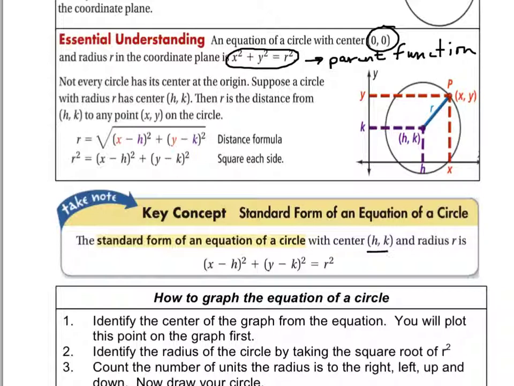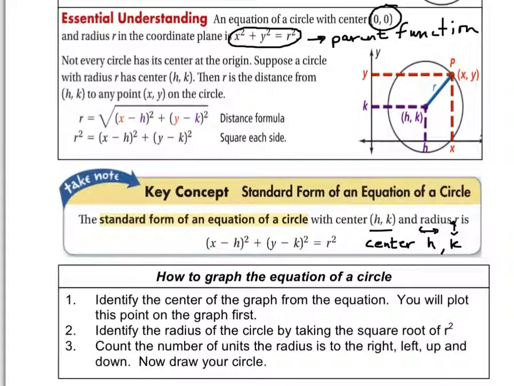Remember, this is the center of the circle. h tells us how much we go right or left, k tells us how much we go up or down, and r is the radius. So, how are we going to graph these circles?